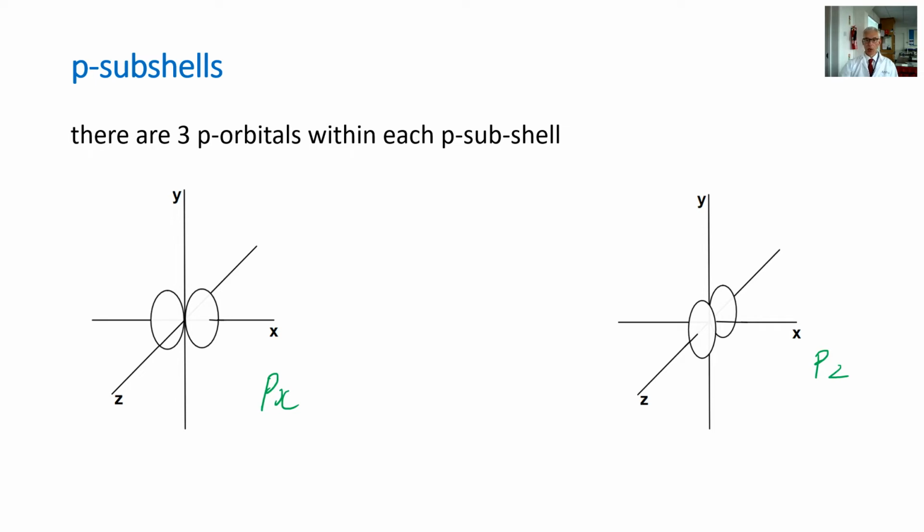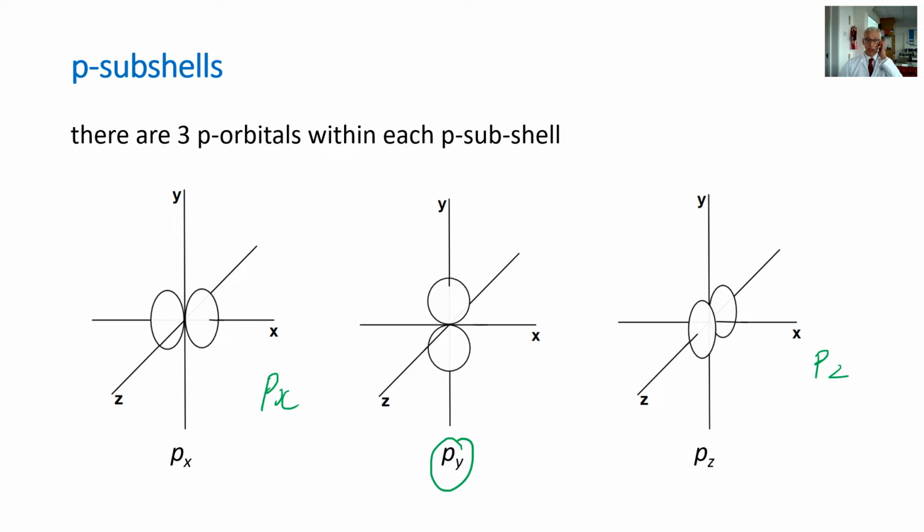Okay, so the py orbital, very simple, is orientated along the y-axis. So we've got px, pz and py. Each p orbital has a maximum of 2 electrons. The p subshell has a maximum of 6 electrons because it's got 3 orbitals in it.